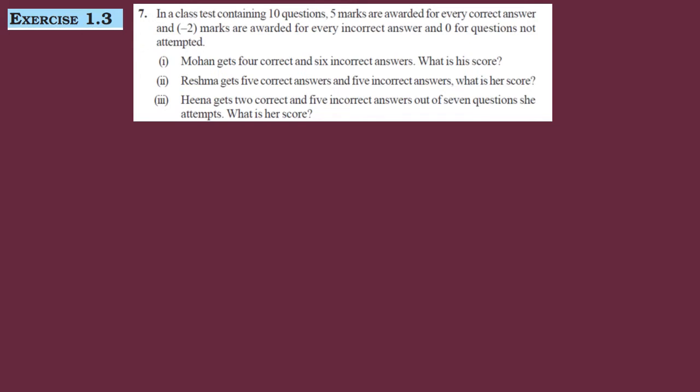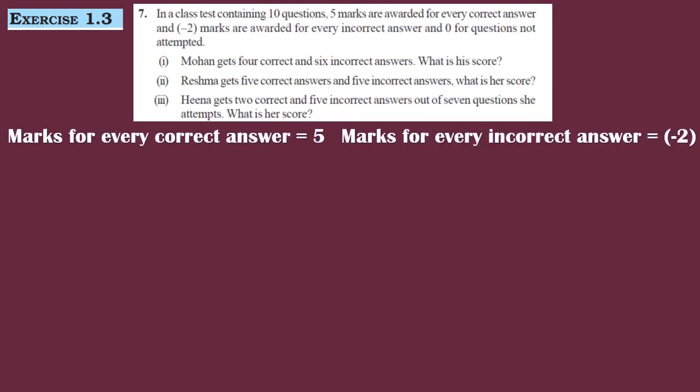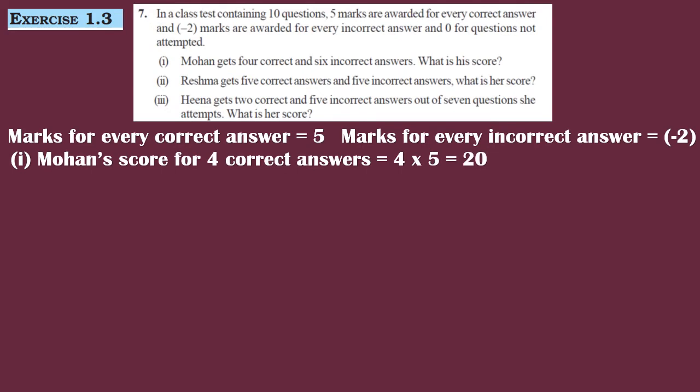Now question 1. Mohan gets 4 correct and 6 incorrect answers. What is his score? Let us see. So marks for correct answer 5, marks for every incorrect answer negative 2. Now let us see how many marks Mohan gets. Mohan's score for 4 correct answers will be 4 into 5, 20. And his score for incorrect, how many incorrect? 6 incorrect. It will be 6 into minus 2, that is negative 12.